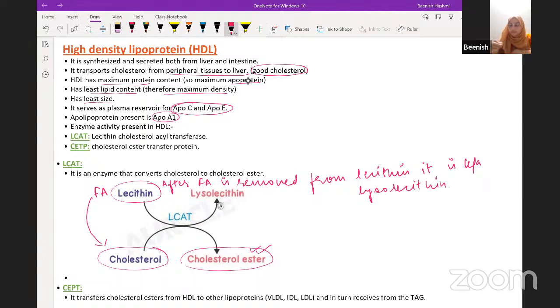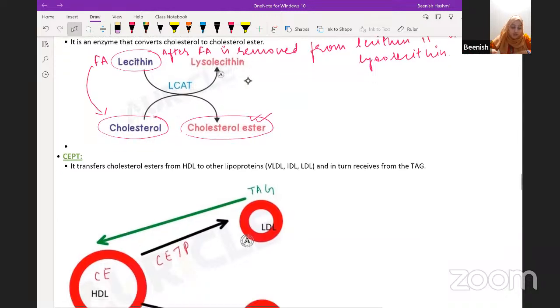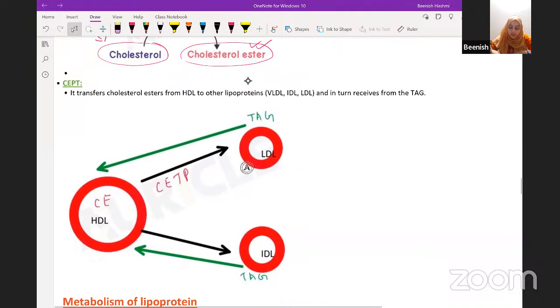So that was about LCAT. That is, it converts cholesterol into cholesterol ester. For that, it needs a fatty acid, which is provided by lecithin. Now talking about CETP, it transfers cholesterol esters from HDL to other lipoproteins and in turn receives TAGs from them.